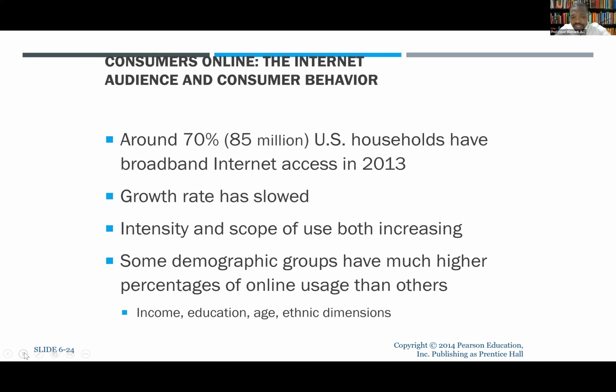Growth rates have slowed, while density and scope of use are increasing. Some demographic groups have a much higher percentage of online users than others. Let's give an example. Younger people between the ages of 18 and 35, that ideal sweet spot, are more prone to go online versus much older people. Now it's changing depending on education, income, location, and access to online. But demographics looks at income, education, age, ethnicity, and so forth.